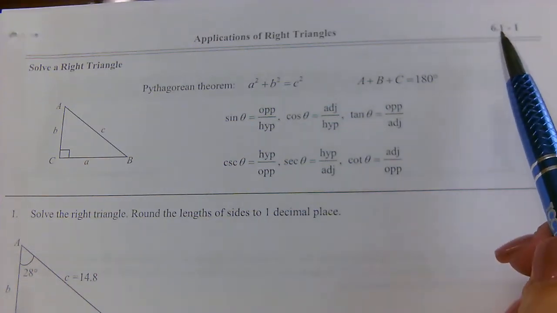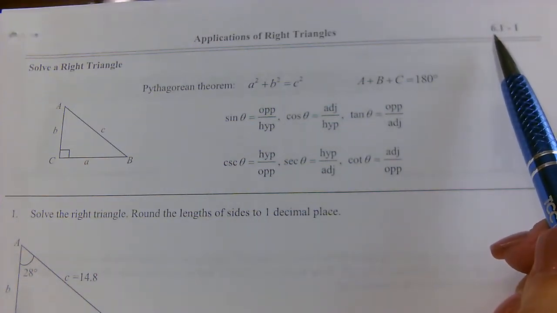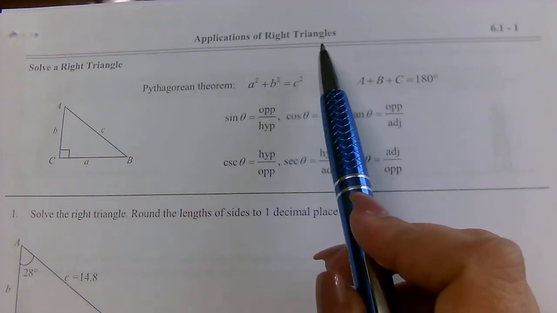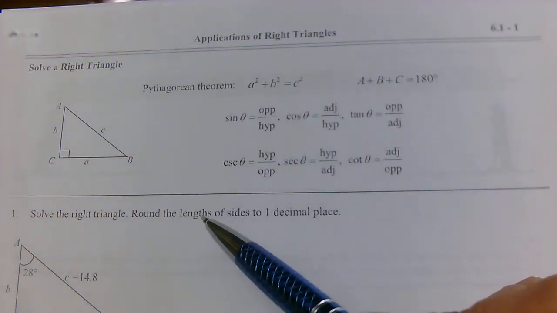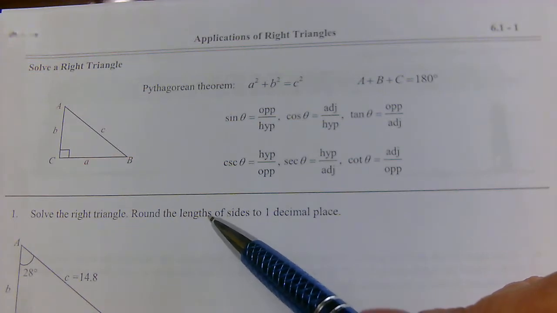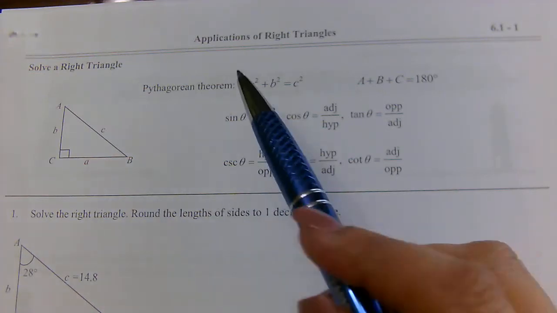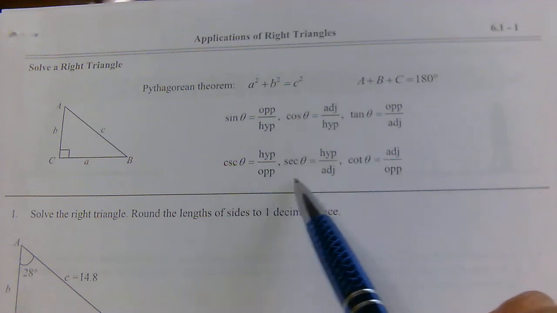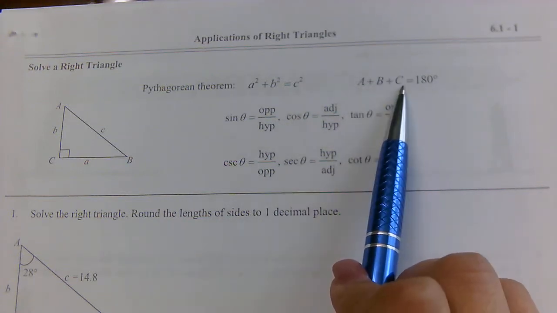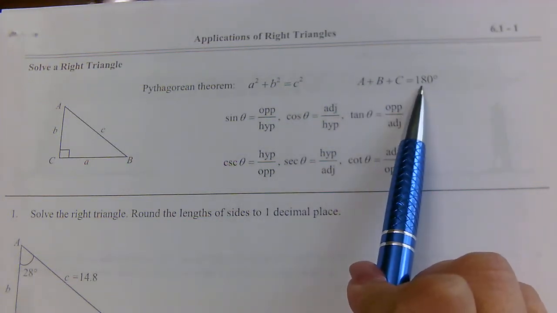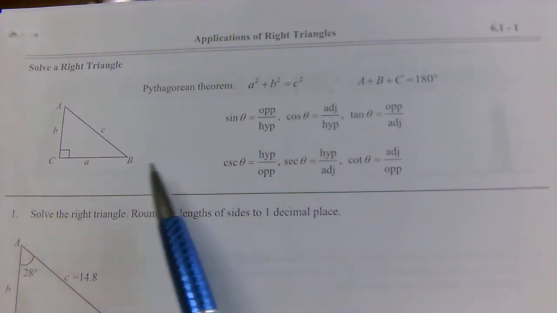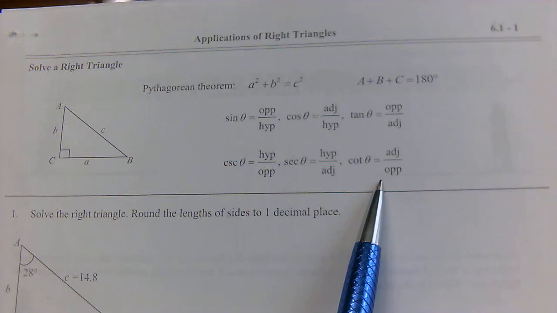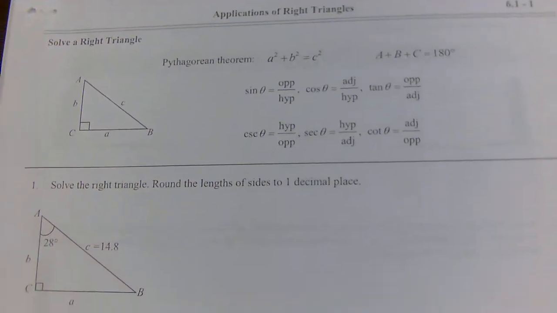Okay, in this video we're going to cover section 6.1, right triangles. These are all applications. This really should be a review of all the stuff we've already done. Just make sure you know this information here. Angles of a triangle always add up to 180 degrees. Pythagoras identity, we've already worked with that quite a bit. And then all of your SOHCAHTOAs and the reciprocals of that, okay?